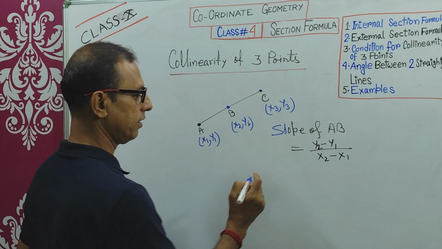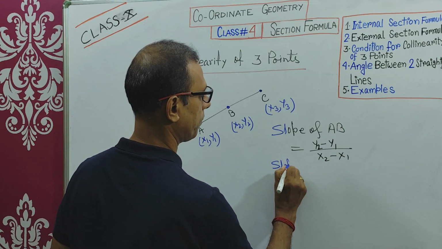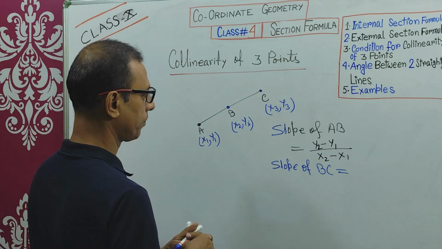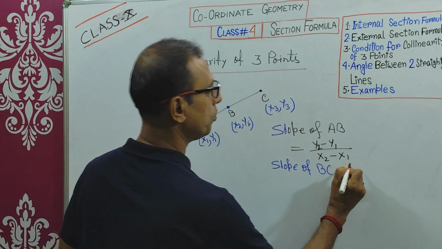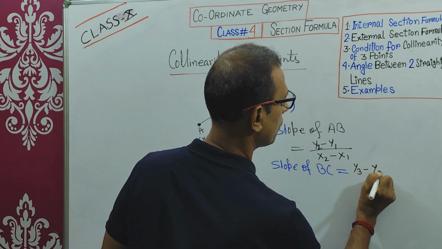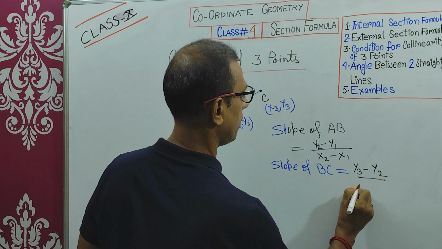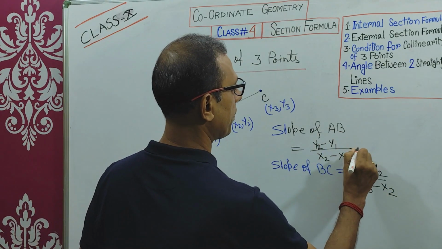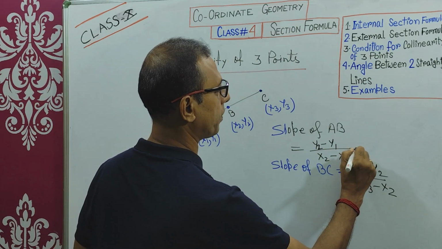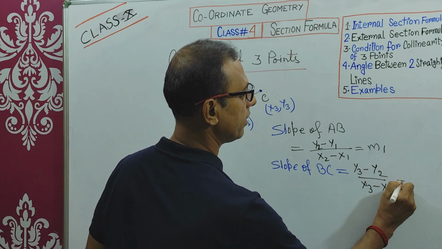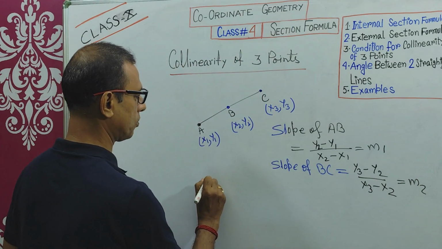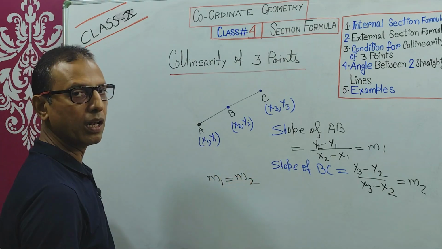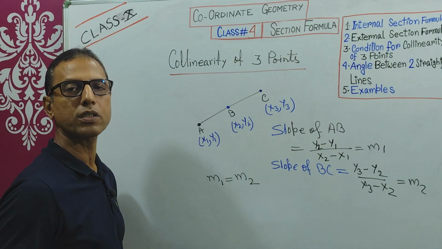Slope of BC will be y3 minus y2 by x3 minus x2. Slope of AB is y2 minus y1 by x2 minus x1. Let's say this one is m1 and this one is m2. If m1 equals m2, the values of m1 and m2 will be equal. In that case, these 3 points are collinear.